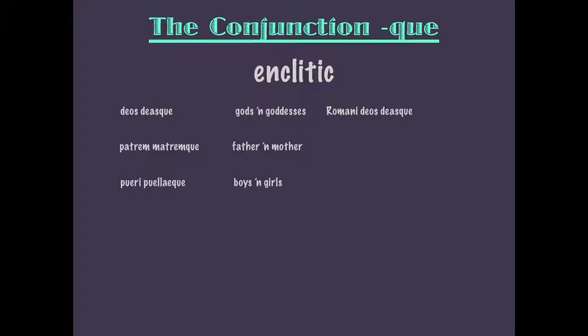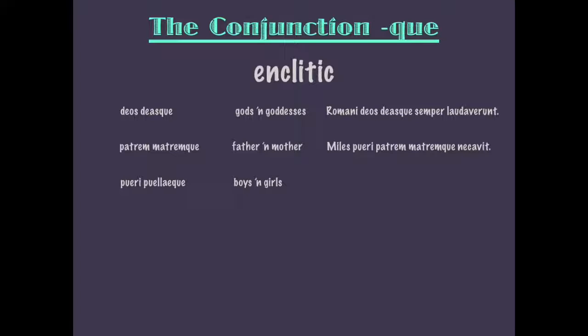Romani deos deasque semper laudaverunt. The Romans always praised the gods and goddesses. You need to look at the case of the noun before the -que is attached. Miles pueri patrem matremque necavit. The soldier killed the boy's father and mother.